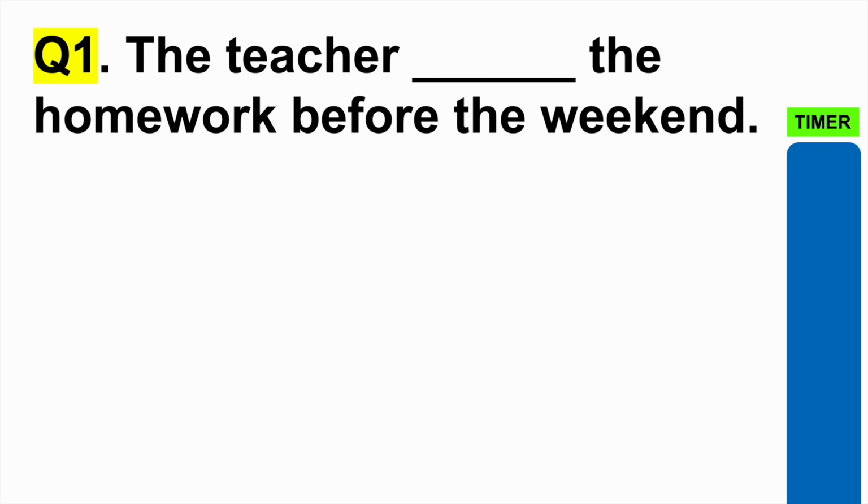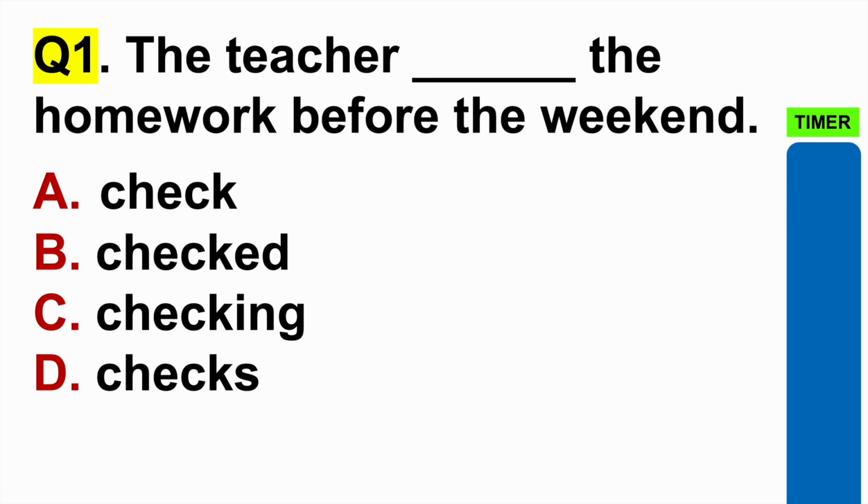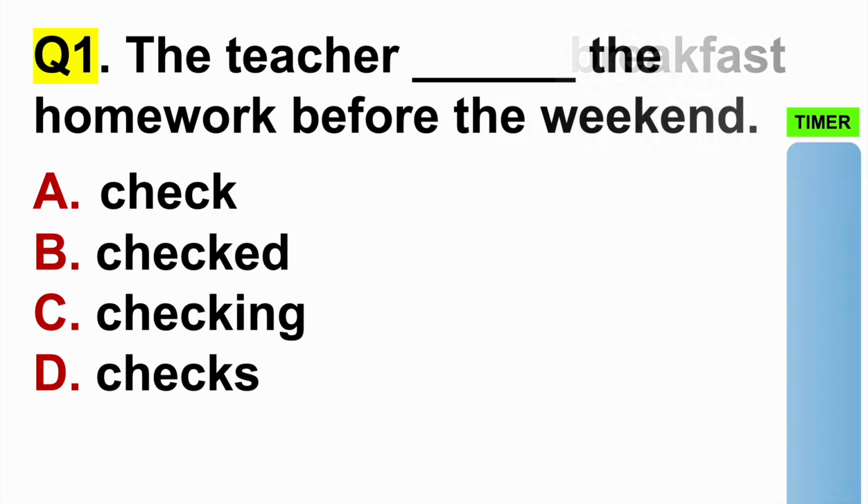English proficiency test question number 1. The teacher blank the homework before the weekend. Is the correct answer A, check, B, checked, C, checking, or D, checks? On the right hand side of the screen, there is a 7-second timer. You will have 7 seconds to put your answer in the comment section below the video. Here is your timer. Choose your answer A, B, C, or D. Well done. Try another one.